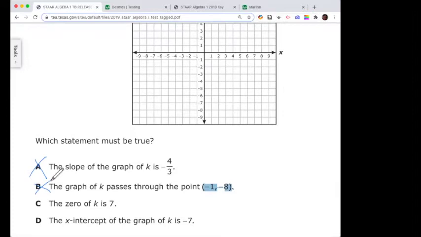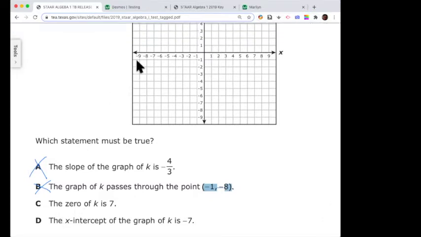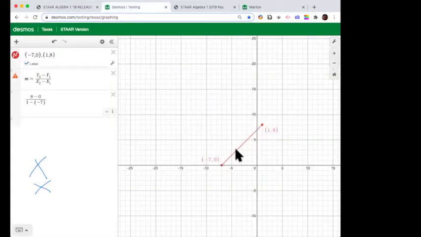The next one, the 0 of k is 7. That means the 0 of a line is intersecting, crossing the point of 7. Let's take a look at this line. So 7, that's +7, right? And that's on that side. And so that line is not touching +7. That is not a 0.